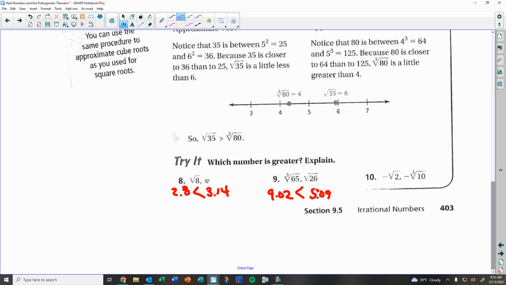You should have known that the square root of 25 is 5. You know it's a little bit bigger, so that was at least going to be a little bit bigger than 5. So once you figure out 65, which the cubic root of 64 is 4, it was a little bigger than 4. All right, what about the last one? What's the square root of 2? 1.4-ish. So this is going to be negative 1.4. And the negative of the cube root of 10.